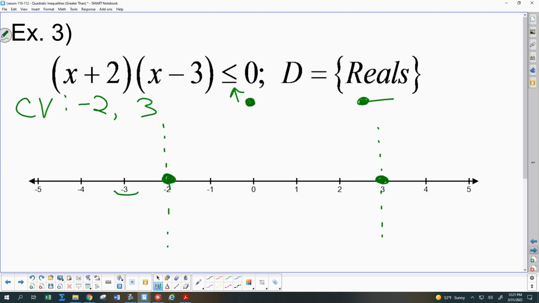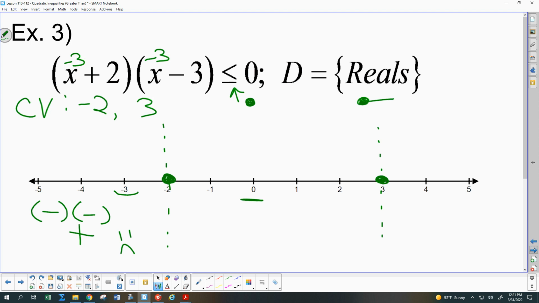So let's pick -3. -3 plus 2, would that be positive or negative, everybody? -3 plus 2 would be negative. What about -3 minus 3? -3, subtract 3 more, it would actually be -6, but it would be negative. Negative times negative is positive. Do we want positive? This time when we multiply, we want less than or equal to 0. We got more than 0, so we are not happy with that part. We're not going to shade it.